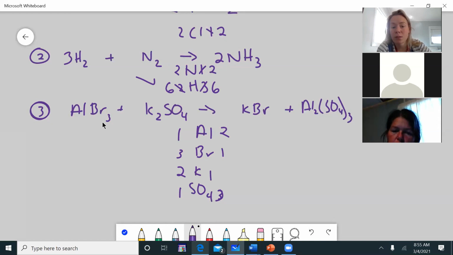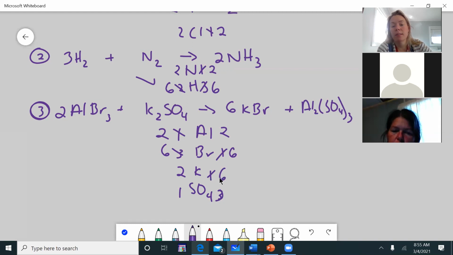So we can start with the metal. If I've got two aluminums on this side, I need two aluminums over here. So I'm going to put a two. That's going to change aluminum to two, but it also has an effect on the bromine, right? We had three bromines. If I two that, that's going to give me six. All right. So then from there, we can balance the bromines. If I've got six bromines here, I need to have six bromines over here. So I'm going to put a six in front of there. That changes bromine to six. And it also changes potassium to six.